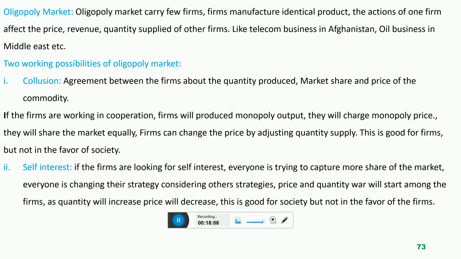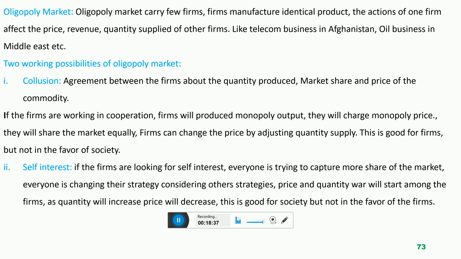Now the oligopolist has the power to increase the price or decrease the price by adjusting quantity supplied. Suppose the companies fix the maximum quantity that they will produce together, and then they share out the market, so that each company will carry equal shares. So when they define the maximum quantity and maximum price, they will create monopoly in the market. Now they have the power. They are working under agreement. They are working in collusion.